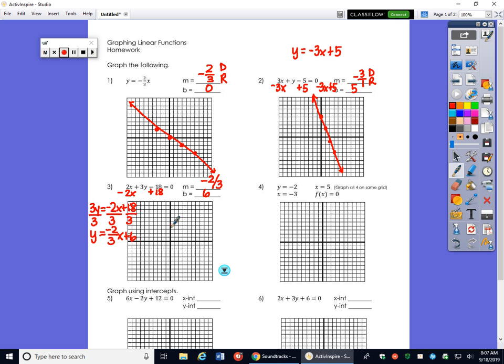So we're going to begin at 6. We're going to go down 2 and to the right 3, down 2 and to the right 3, down 2, right 3, and there's our line.